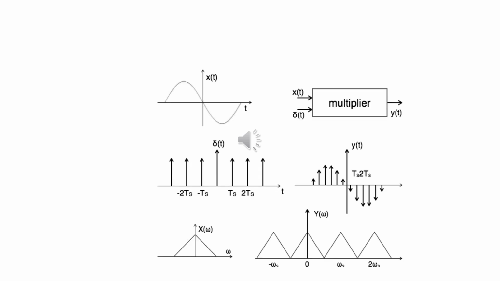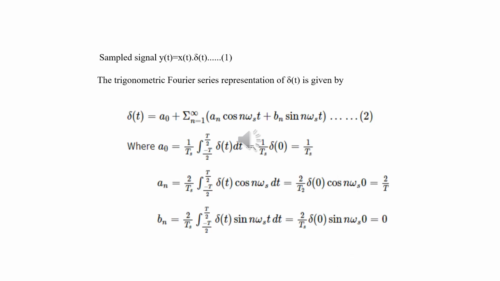the sampling of the signal x(t). Here it is observed that the sampled signal takes the period of the impulse train signal. The process of sampling can be explained by mathematical expressions. The sampled signal y(t) is equal to x(t) times the impulse train δ(t).